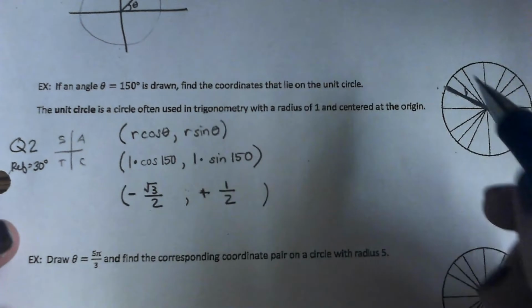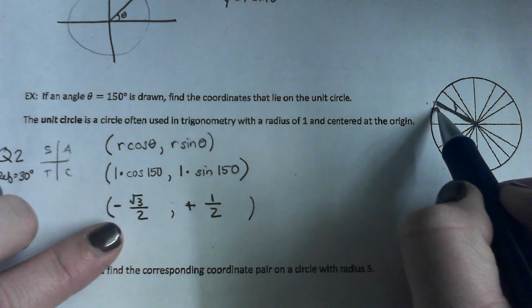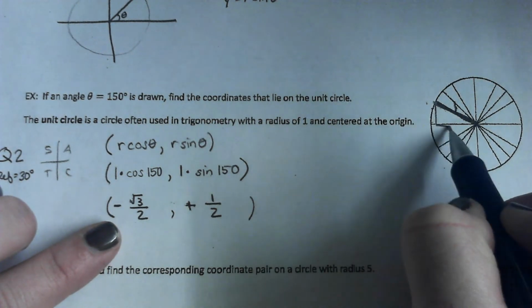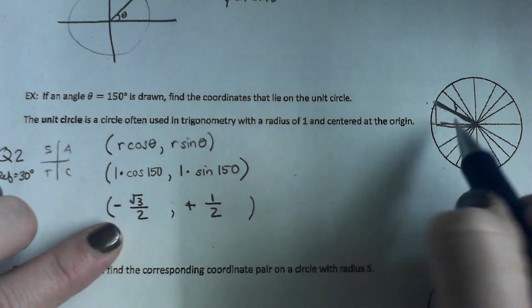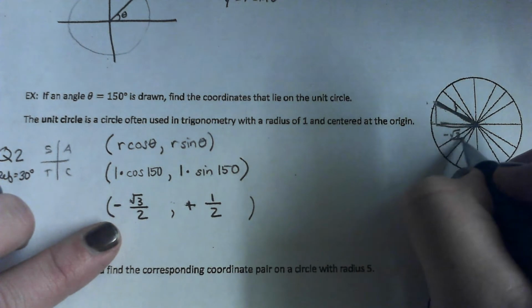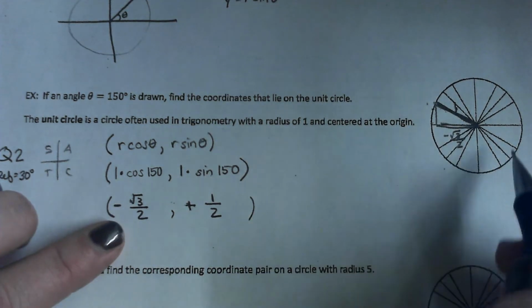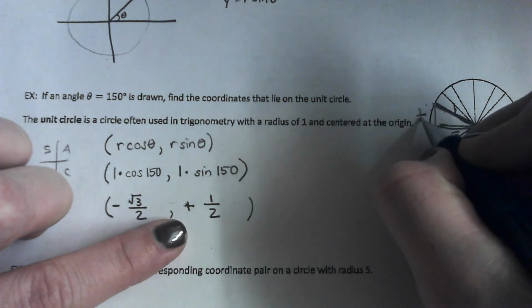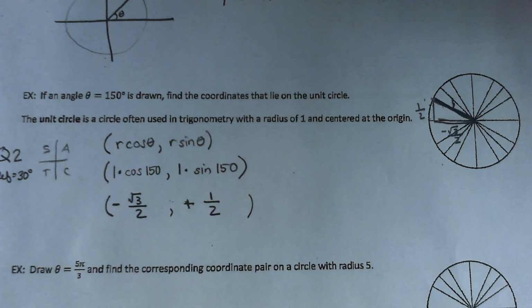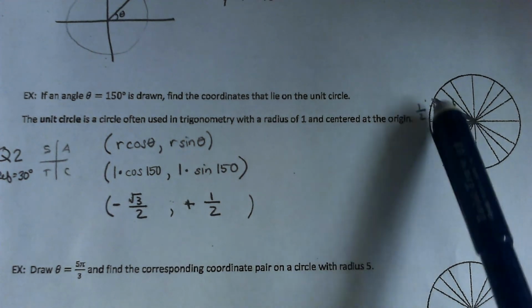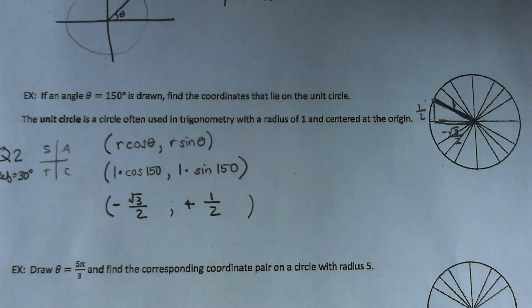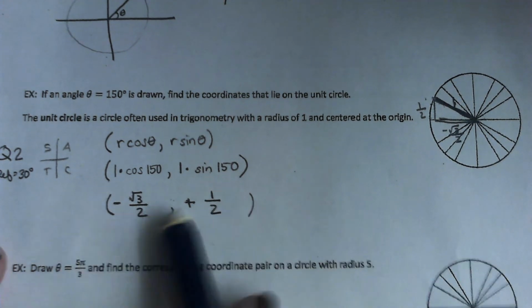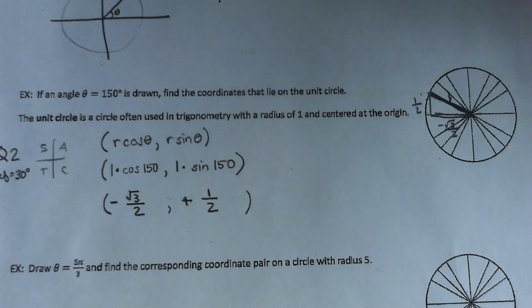Just to round out your perspective, if I were to make a right triangle, this length would be negative root 3 over 2, I now know. And this length would be 1/2. And if you were to do the Pythagorean theorem with those, it would work out. Negative root 3 over 2 squared plus 1/2 squared would give us 1 squared. All these things will come together. But there are the coordinates at the end of that. Okay? Any questions?